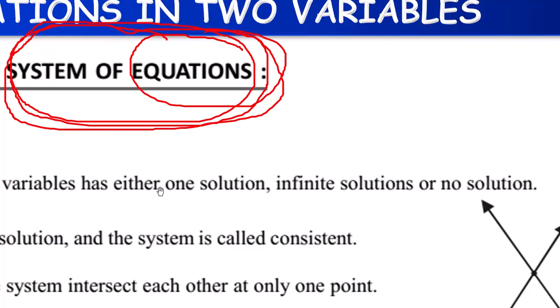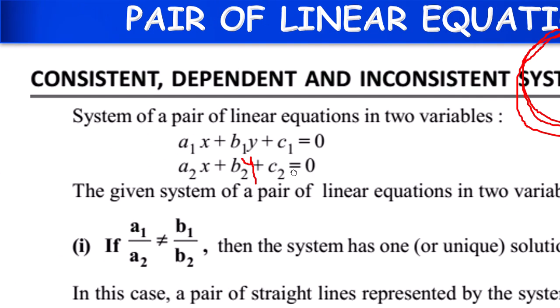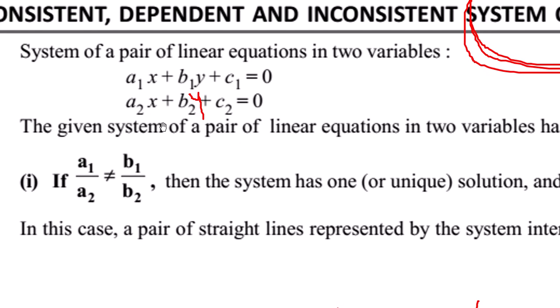the situations are that they can have one solution, or they can have infinite solutions, or they can have no solution. Sometimes there will be no solution for the pair of equations. These three conditions exist for a pair of linear equations. According to these three conditions, we can name them with different names like consistent equations, dependent equations, and inconsistent equations. So let's see the definition of them one by one.